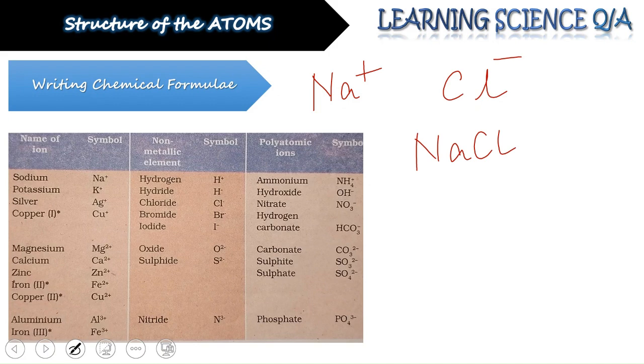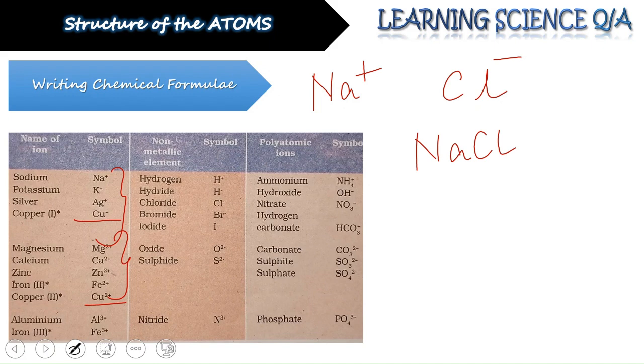So in this way, we have different names of the ions, their symbols along with their charge, like sodium, potassium, silver, copper. They have plus one charge over them. Magnesium, calcium, zinc, iron and copper are having plus 2 charge over them in most of the cases. Please note, copper can form 2 valencies, can show 2 valencies just because it is a transition metal. Transition metals can show variable valency.